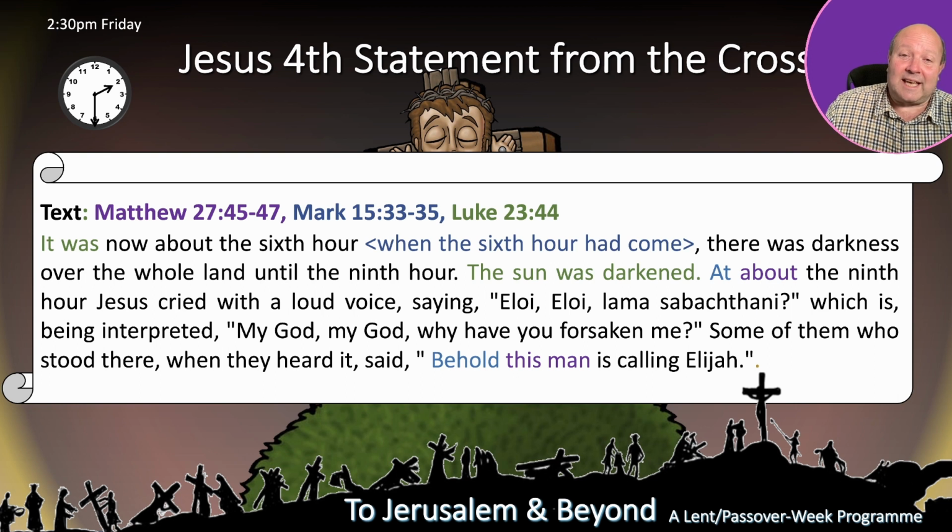So it's about the 6th hour. When the 6th hour had come, there was darkness over the whole land until the 9th hour. The sun was darkened. At about the 9th hour, Jesus cried with a loud voice, "Eloi, Eloi, lama sabachthani," which is being interpreted as, "My God, why have you forsaken me?" And some of them who stood there heard it and said, "Behold, this man is calling Elijah." Of course, Jesus quotes Psalm 22, the opening verses, "My God, why have you forsaken me?"